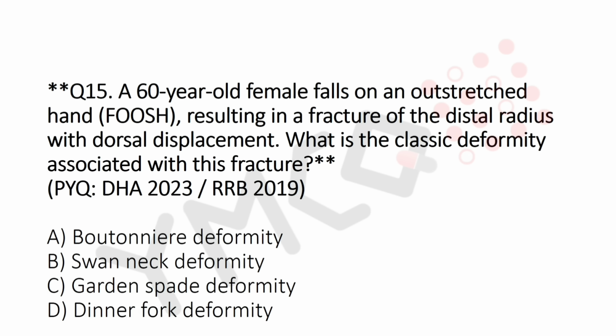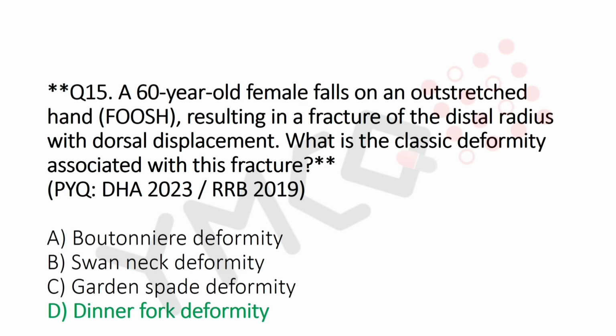A 60-year-old female falls on an outstretched hand, resulting in a fracture of the distal radius with dorsal displacement. What is the classic deformity associated with this fracture? Option A, boutonniere deformity. Option B, swan neck deformity. Option C, garden spade deformity. Option D, dinner fork deformity. And the answer is option D, dinner fork deformity.